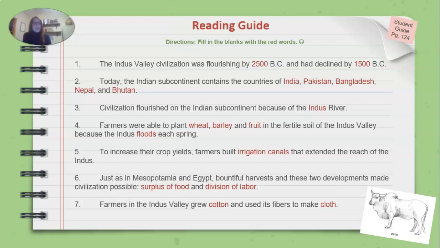Question number 6. Just as in Mesopotamia and Egypt, bountiful harvests and these two developments made civilization possible: the surplus of food and the division of labor. And question number 7. Farmers in the Indus Valley grew cotton and used its fibers to make cloth. And if at any point in time you need to stop the video to pause and fill in your answers, you may do so.